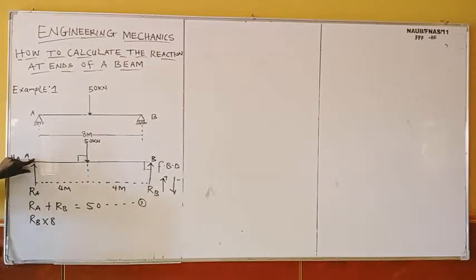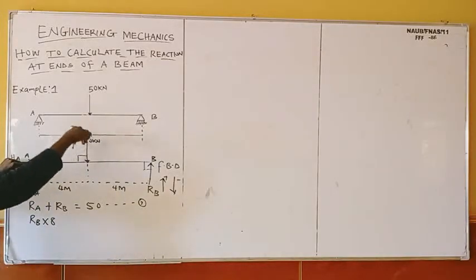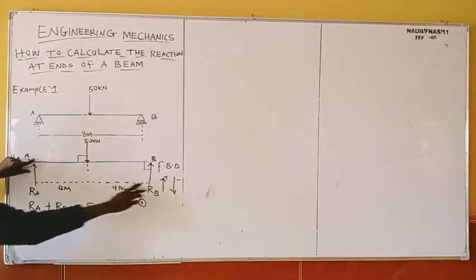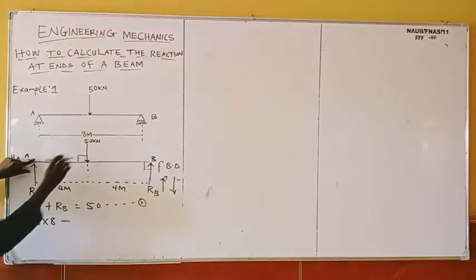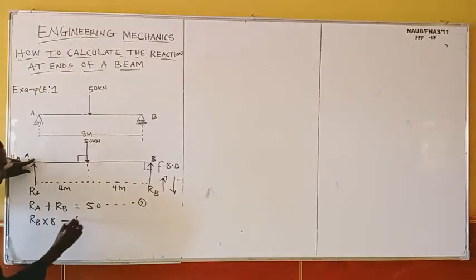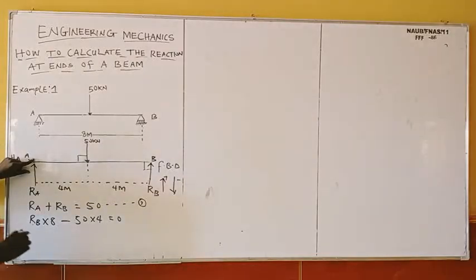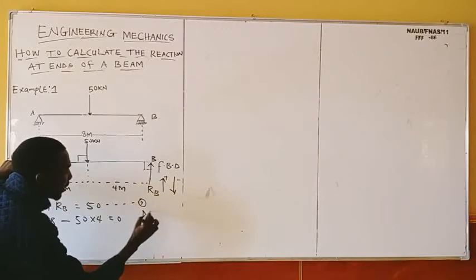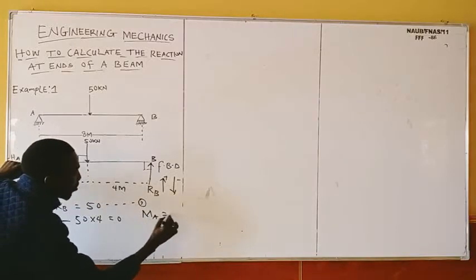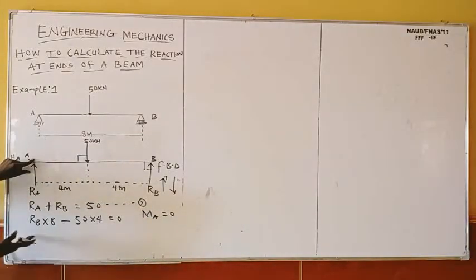So it means RB times 8. Now this is a downward force. Downward force, which is negative. And it is 50 times the perpendicular distance. What is the distance from here to here? 4. It's going to be 50 times 4. Do you understand? Which is equal to 0. Don't forget, we take the moment about point A. So you can say the moment about point A is equal to 0. Do you get that? So these are the moments, everything equals 0.